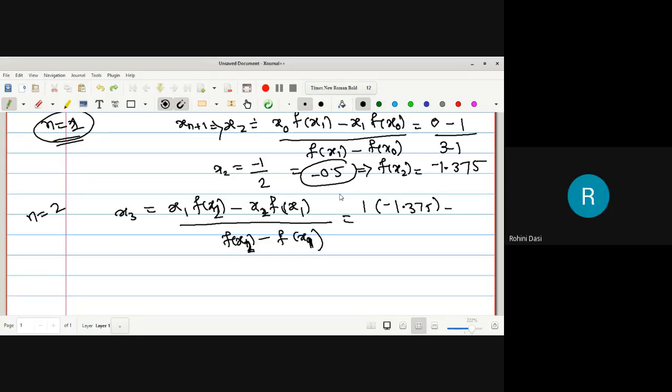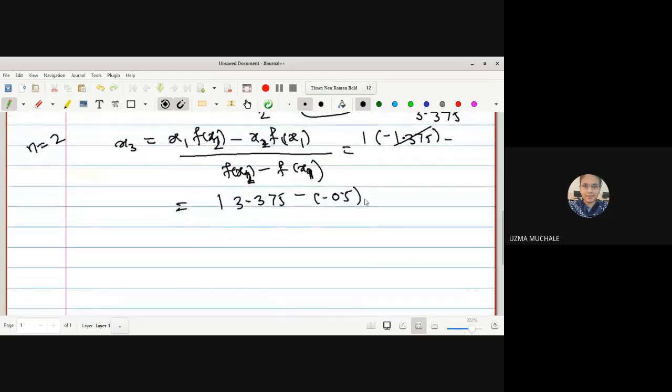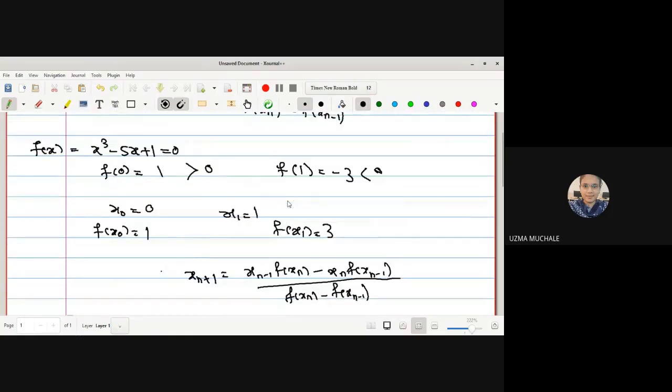It is 3.375 plus. Okay. So here it is 3.375. So here we can write this as 1 into 3.375 minus the value of x2, which is minus 0.5, and f of x1, the value of f of x1 is 3, divided by f of x2 minus f of x1. That is minus 3. Which one is minus 3? This f of x1 is minus 3.